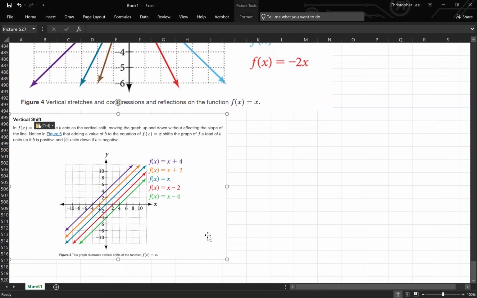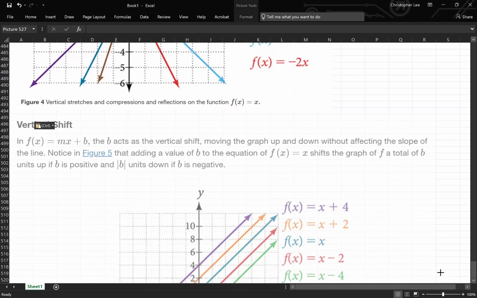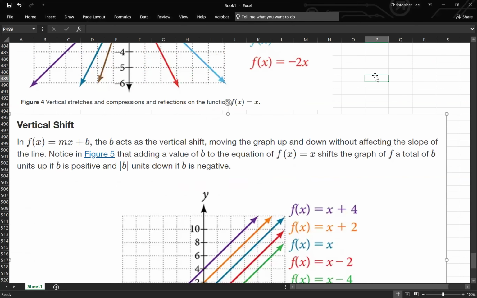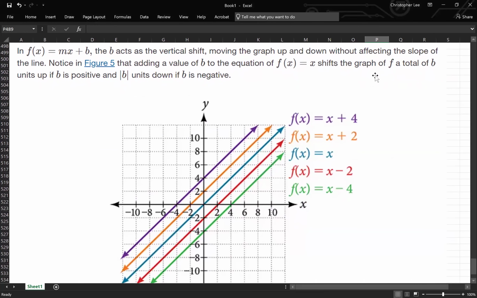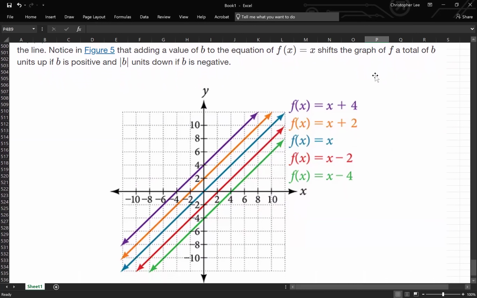All right, vertical shift. If f of x is equal to mx plus b, the b acts as the vertical shift, moving the graph up and down without affecting the shape of the line. Notice that in this next figure, adding the value of b to the equation f of x equals x shifts the graph of f a total of b units up if b is positive, and the absolute value of b units down if b is negative. All right. Questions on this? Just shifting it up and down, that's all.